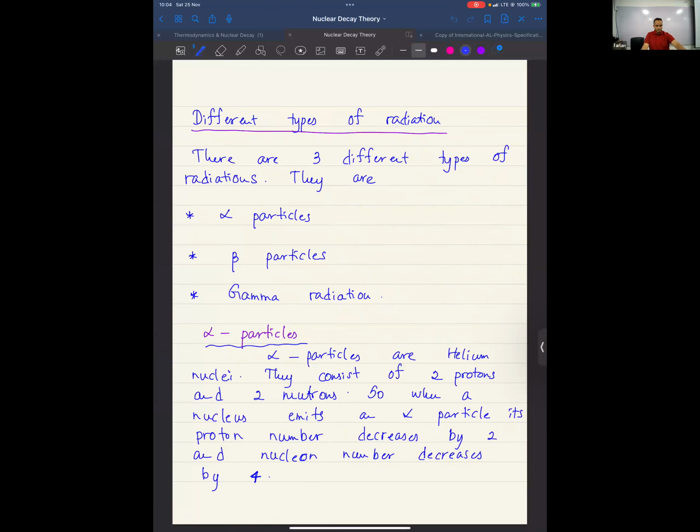Right, and the subtopic under that: different types of radiation. These are things that you have done for your O levels. It's okay. Quickly go through it again. There are 3 different types of radiation.